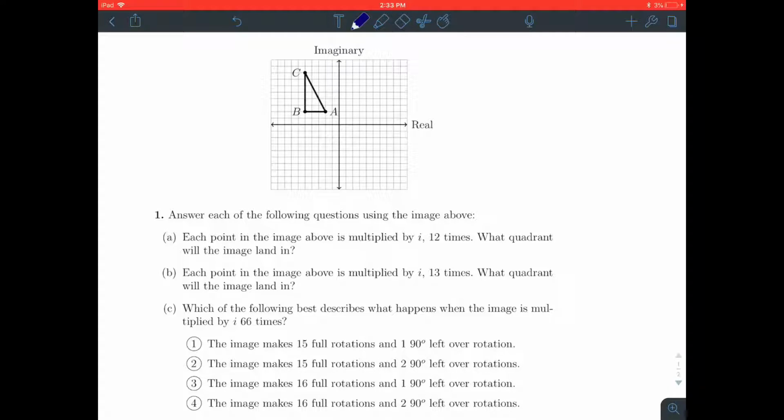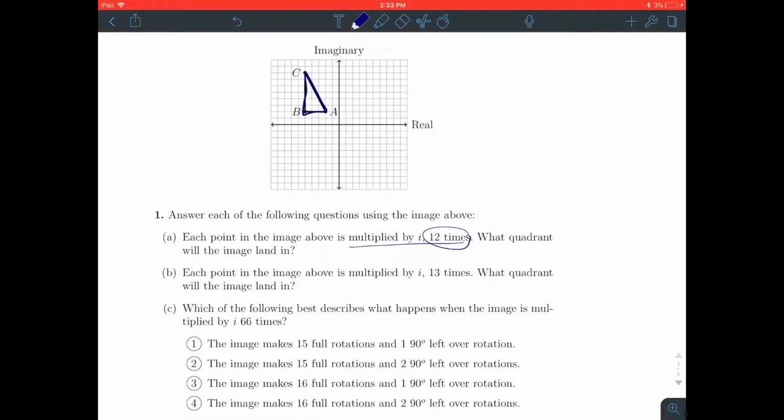We've got a triangle in the complex plane right here, and similar to class, we're going to be trying to guess where this triangle ends up after different things happen. So each point in the image above is multiplied by i 12 times. What quadrant will the image land in?